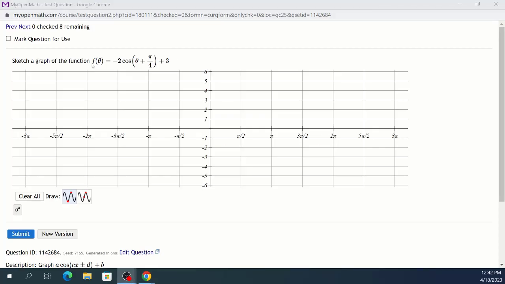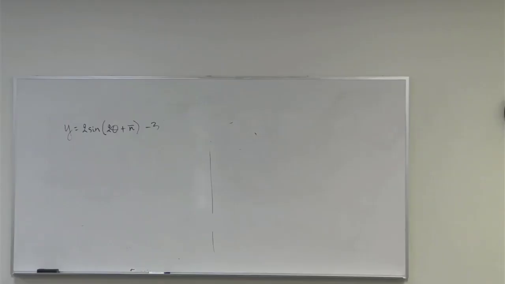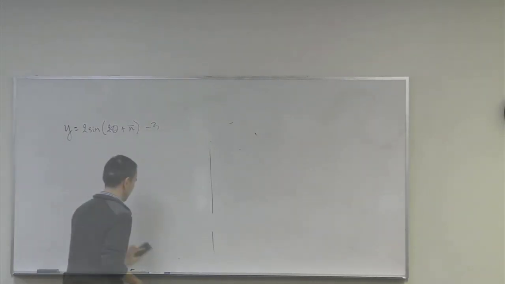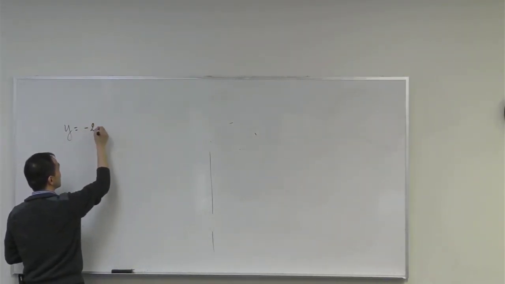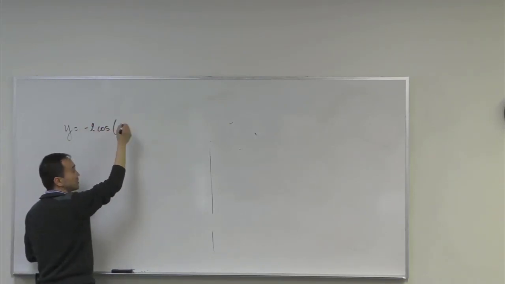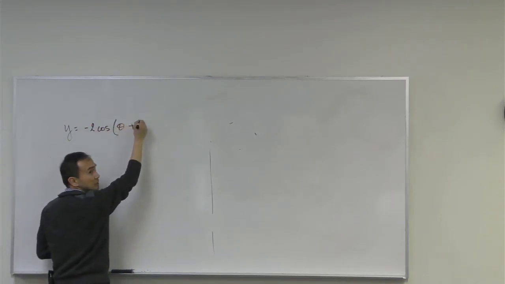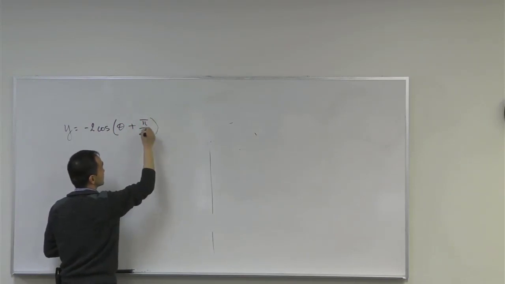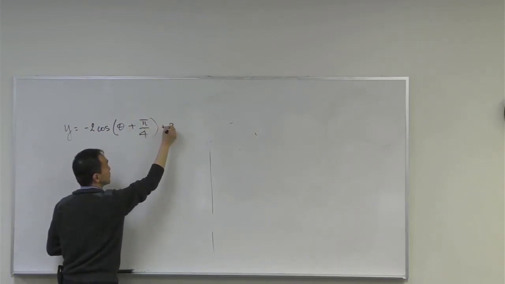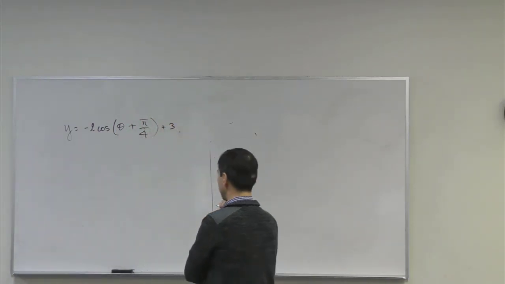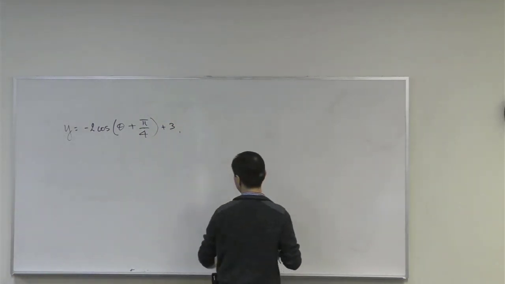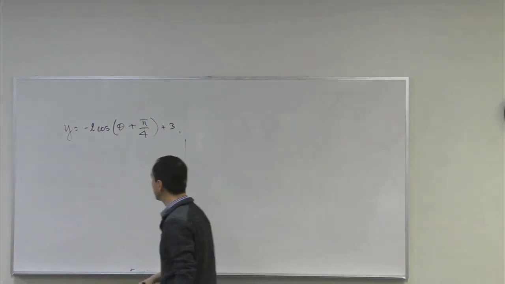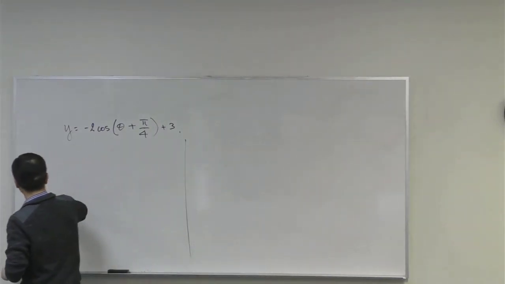Here's our graph. I didn't ask you to do this earlier, but now we can quickly work on it together. The function we have is -2 cosine of (theta + π/4), plus 3. We want to sketch that by hand, and we want to use the sketching tool to get the work done.